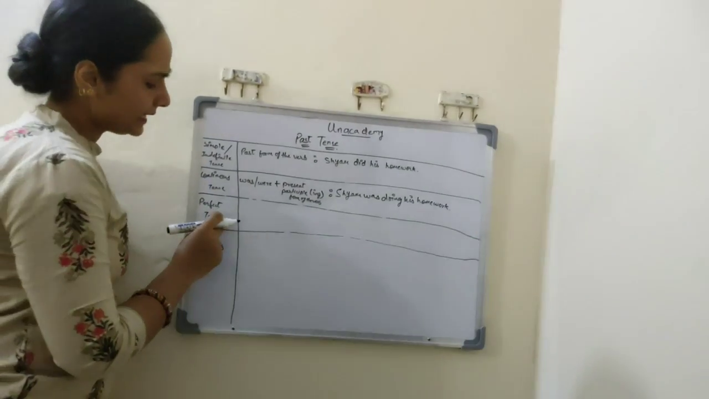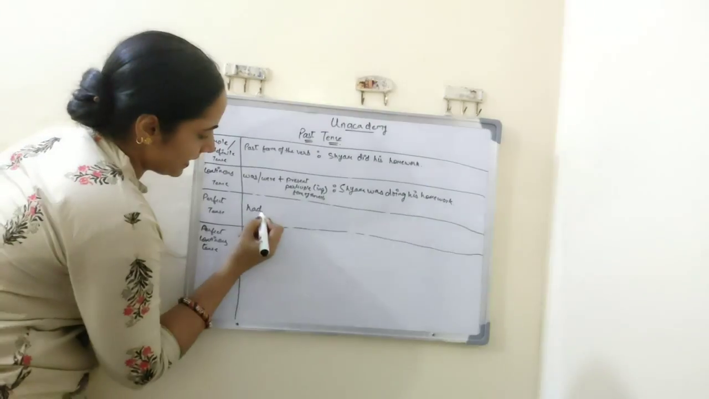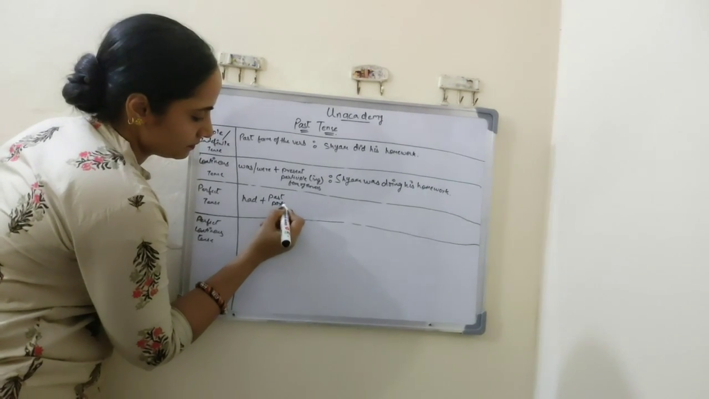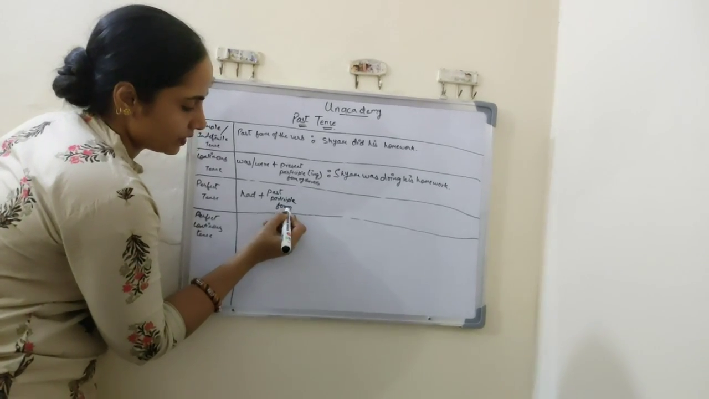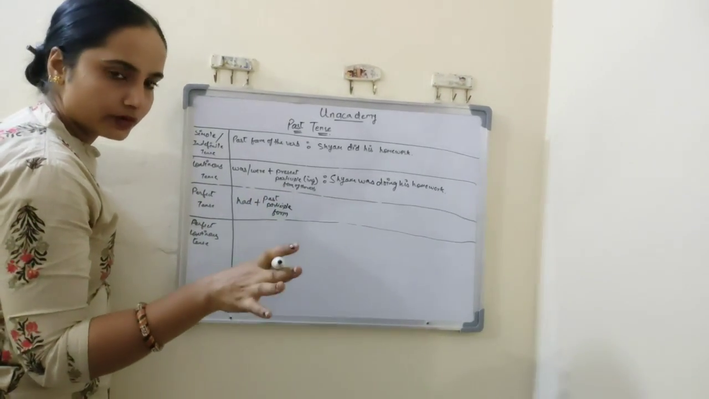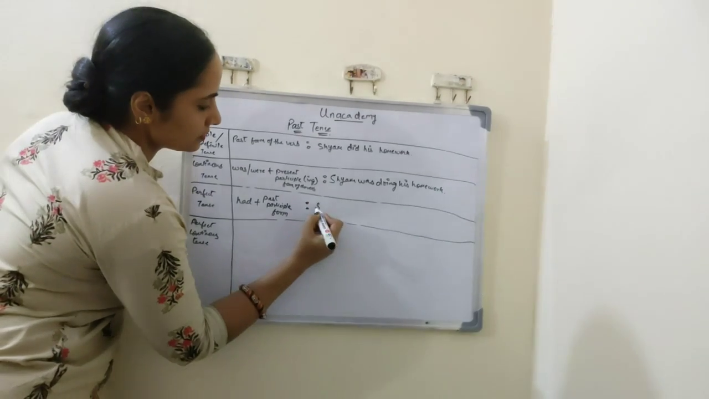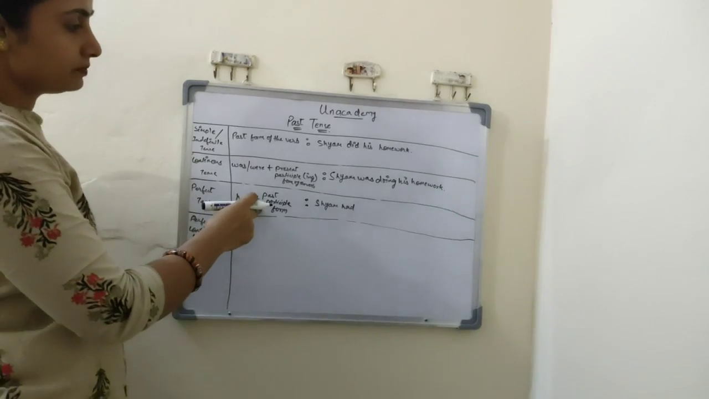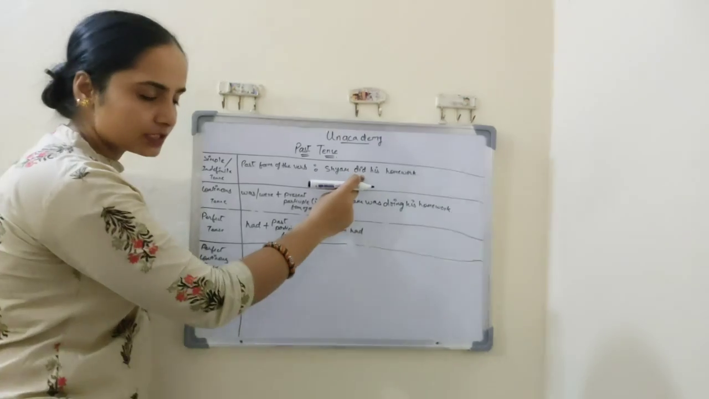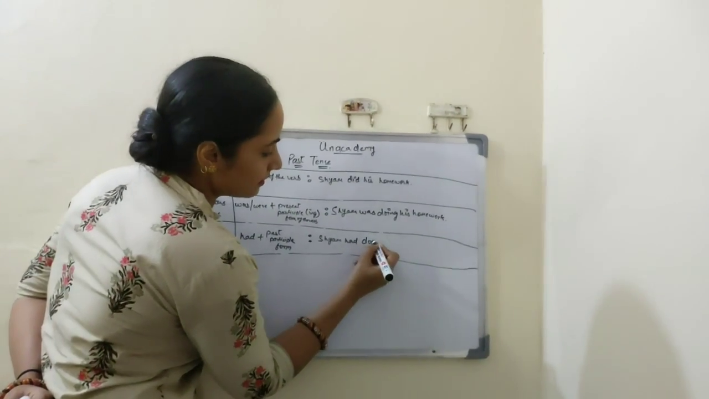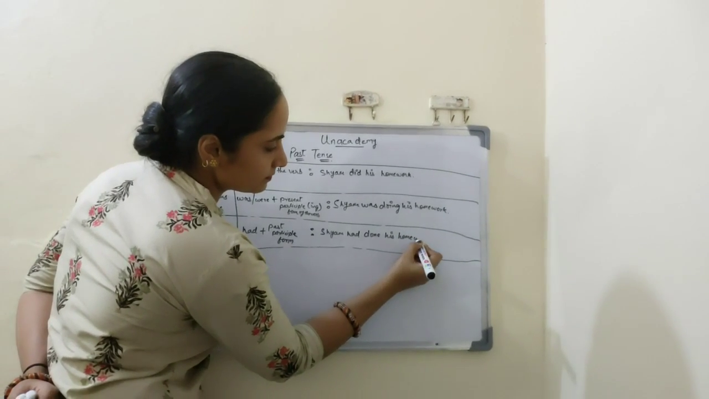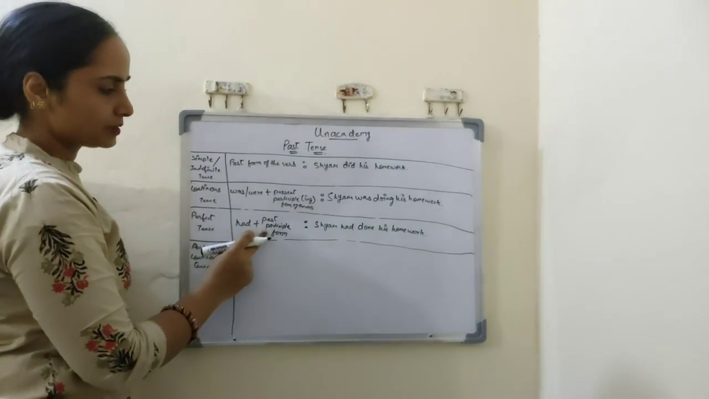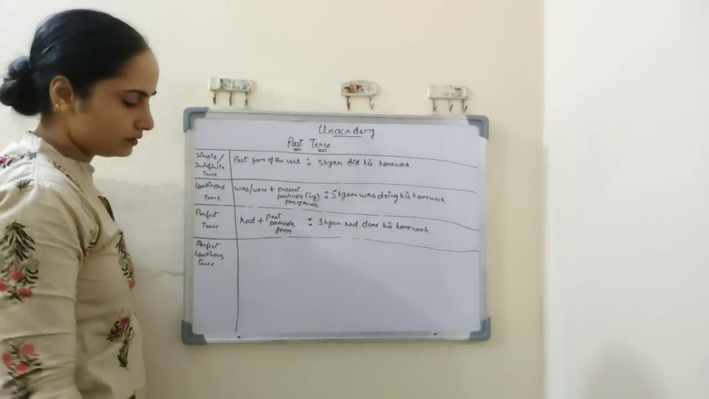The perfect tense. Here it will be had plus the past participle form, or it is also known as the fourth form of the verb. Alright. Let's do as we did earlier. Shyam, had, past participle form. The past participle form of do will be done. Shyam had done his homework. Alright, as simple as that. Nothing else to be done extra.